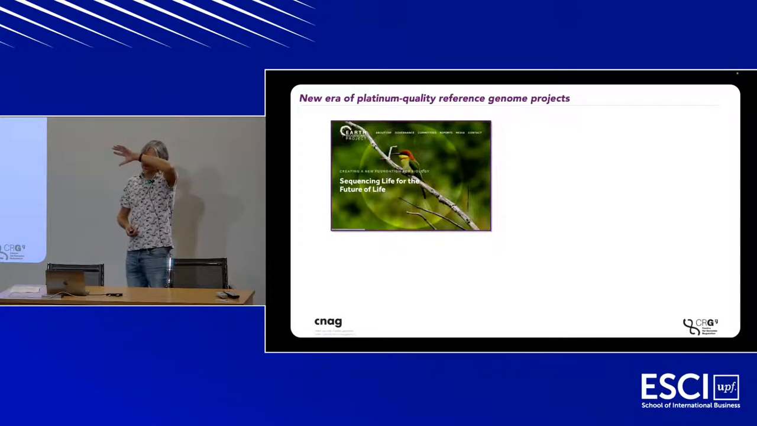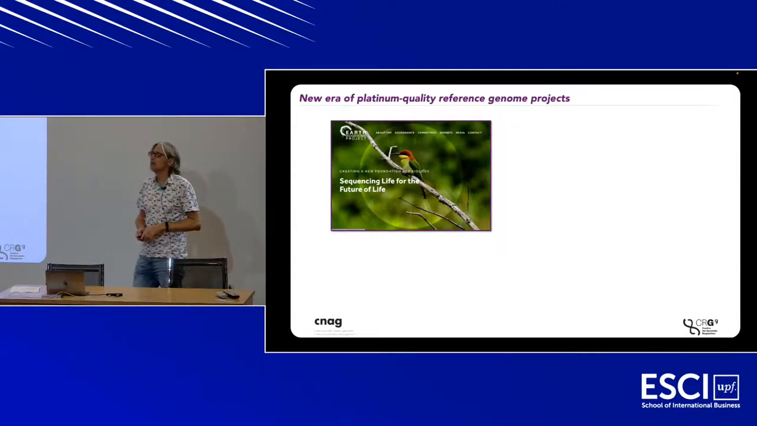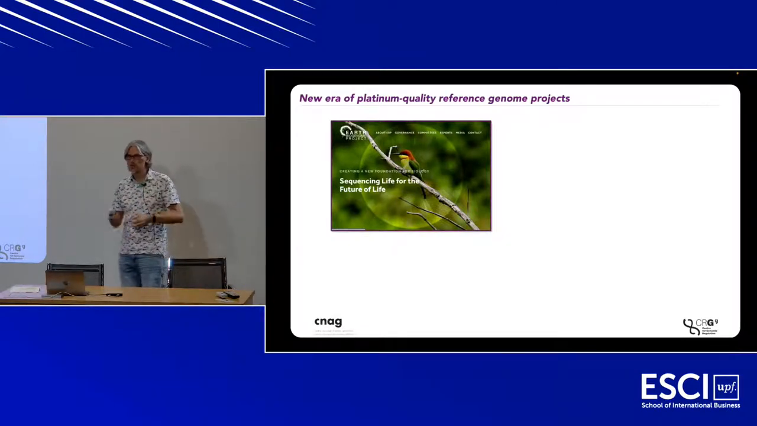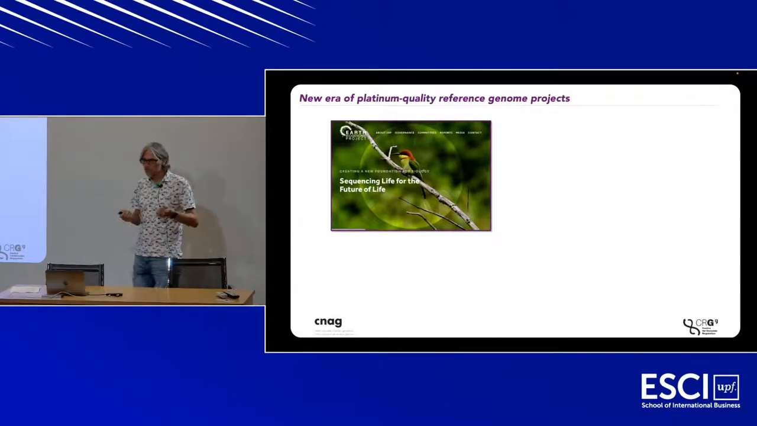So this is the overarching umbrella project for sequencing all life on Earth. It's called the Earth BioGenome Project. And it has a goal to sequence all eukaryotic species, presumably because prokaryotes are already being handled easily by many groups in the world. And they're easy and don't require a joint effort.